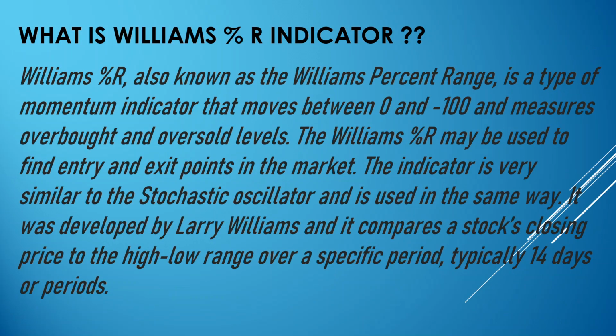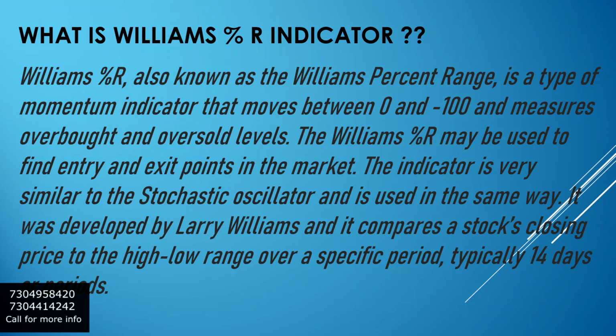Williams percent R ranges between 0 and minus 100, wherein the 0 to minus 20 range is considered overbought, whereas the minus 80 to minus 100 range is deemed oversold. As such, the indicator provides insights into the strength or the weakness of a stock. The indicator is used in several capacities such as identifying overbought and oversold levels, confirming momentums, finding trade signals, etc.